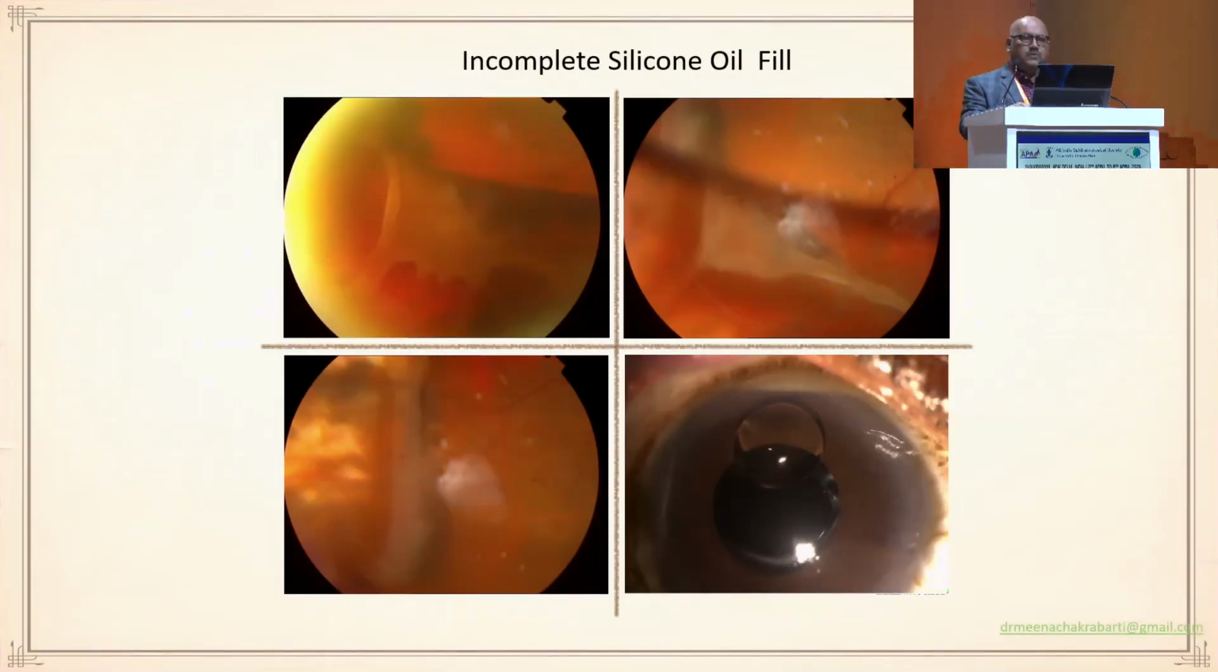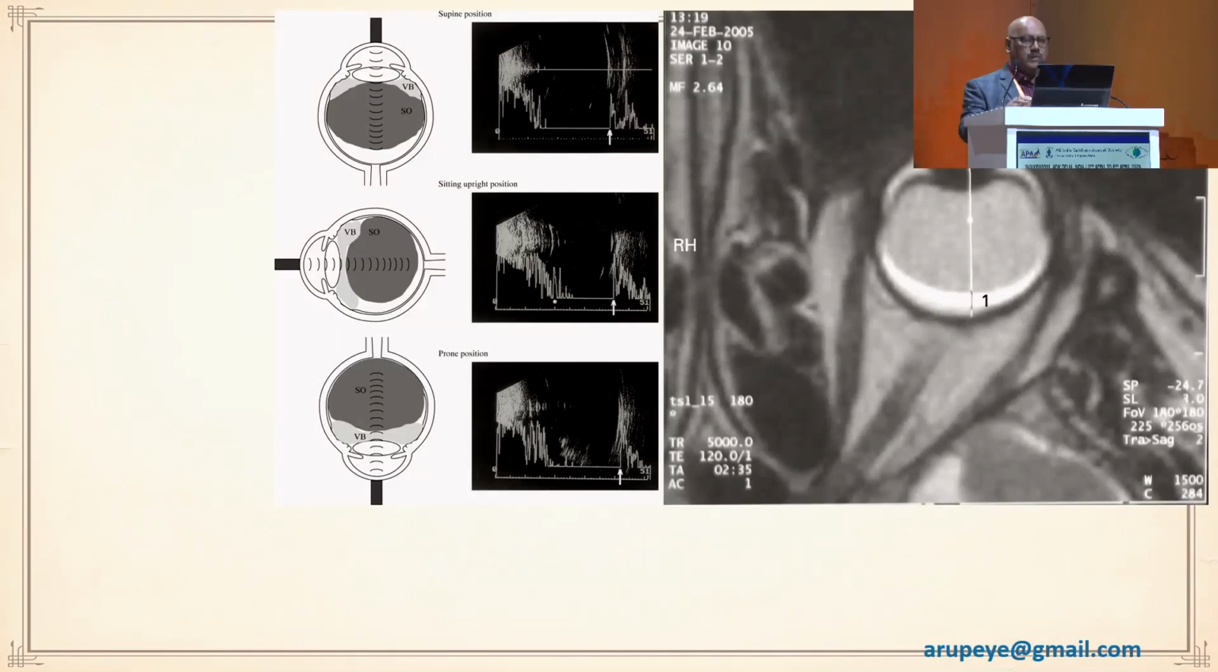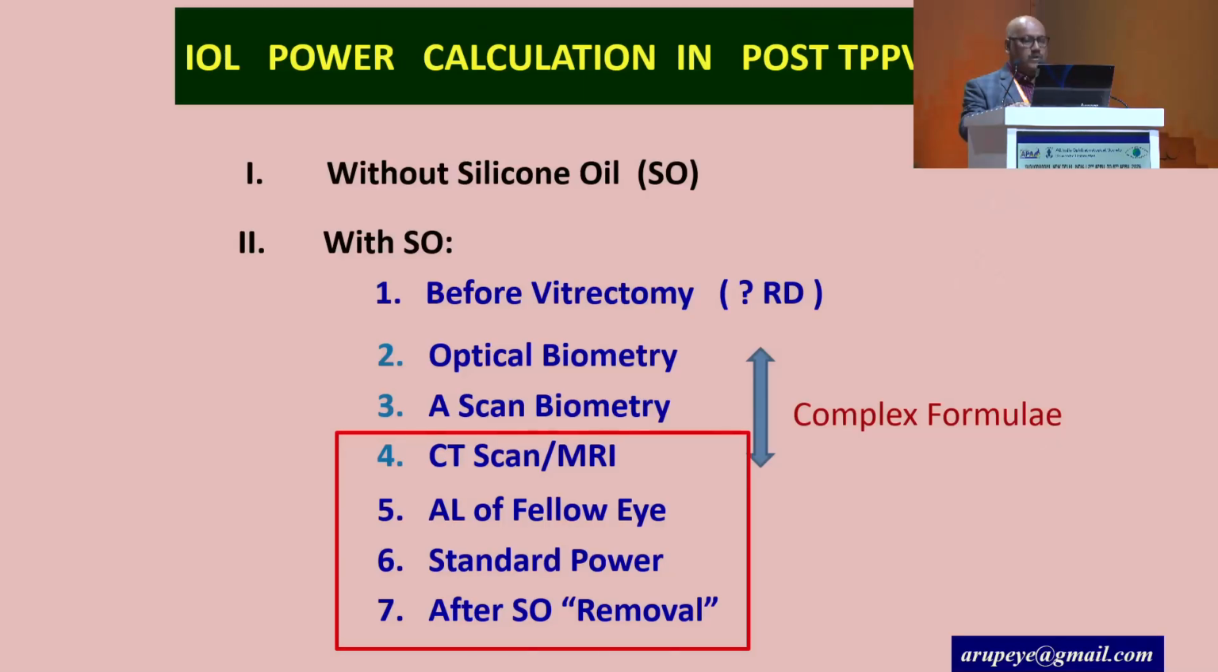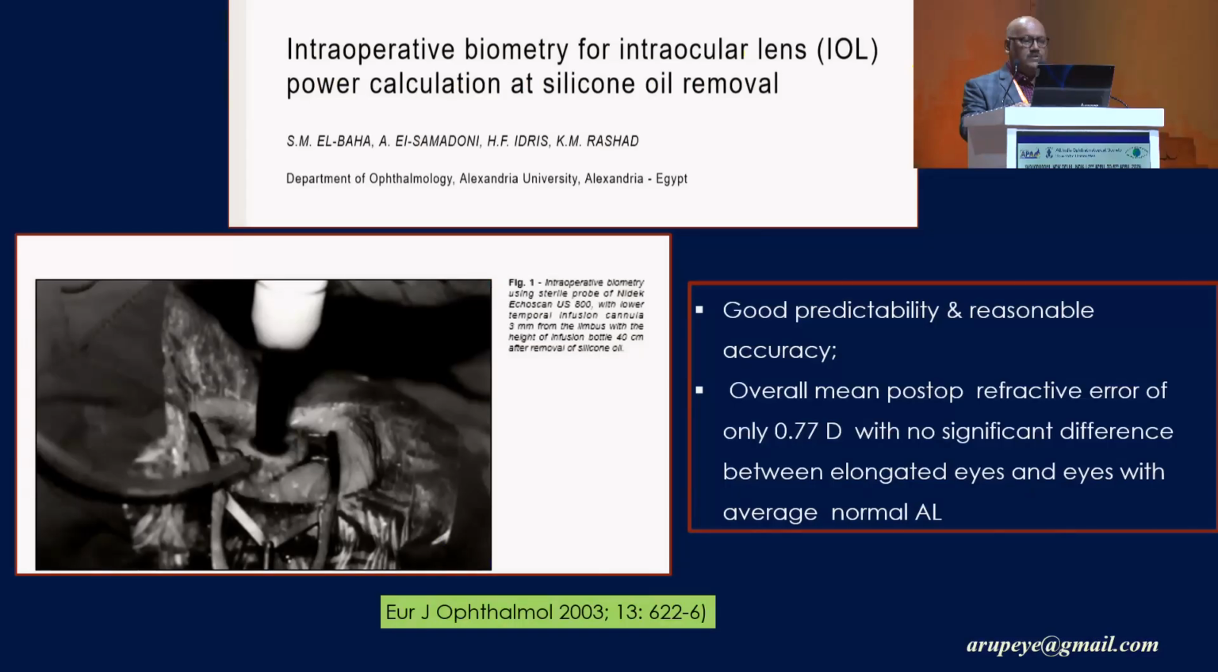There are certain situations where you have silicone oil half filling the posterior segment, and you cannot do an ultrasonic biometry in those patients when they are supine. So it is a good idea to keep the patient sitting and then perform an ultrasonic biometry. And in certain situations, nothing seems to be working. What has been described in the literature is you can do a CT scan or MRI, or go by the axial length of the fellow eye and use a standard power, which I really won't recommend, or you can get the investigations done after the silicone oil removal.